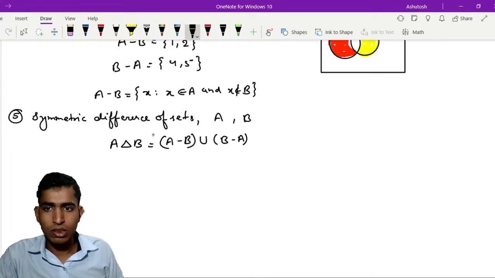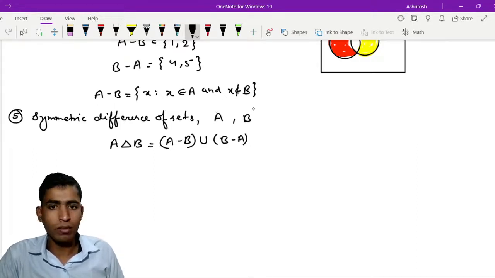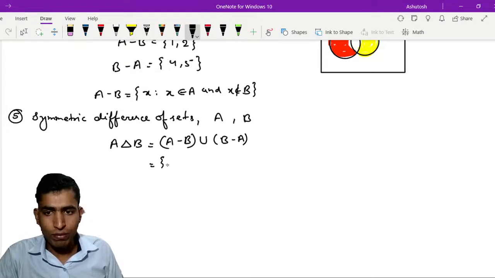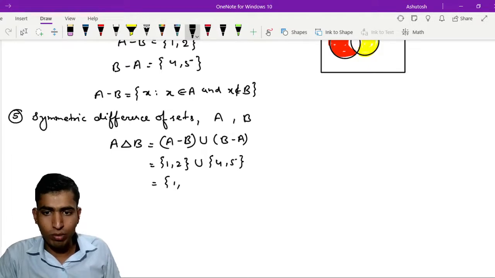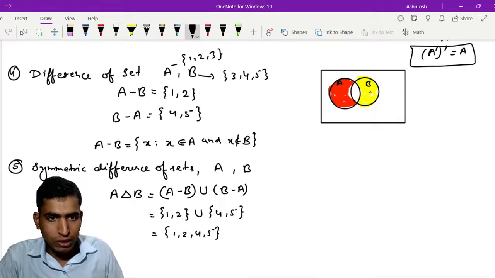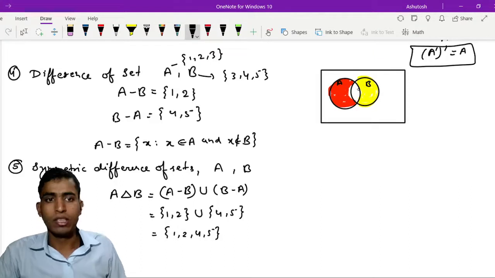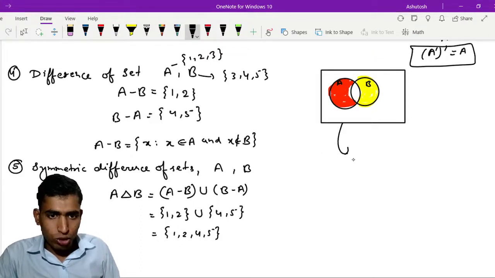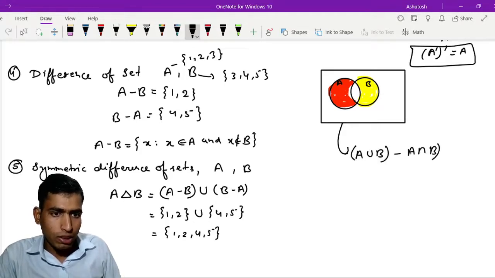What it means: if A is {1, 2, 3} and B is {3, 4, 5}, then A minus B will be {1, 2}, union B minus A which is {4, 5}, and it will be {1, 2, 4, 5}. We can also see that this is the union of A minus B and B minus A. So we can say it also represents the same thing as A union B minus A intersection B. Is it right?